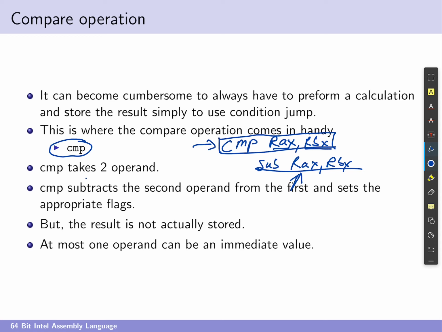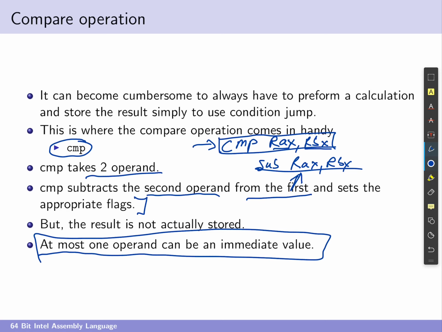setting flags. And it's actually the default way that you'll set flags in a loop and things like that. There are some exceptions where you may not actually need to use the compare, but by and large, that's the predominant way in which you'll actually control the flags before you perform a conditional jump. So compare takes two operands, just like subtract, and the idea is it subtracts the second operand from the first and sets the appropriate flags, but no result is stored. The one thing is that at most one operand can be an immediate value, so it's just a limitation to keep in mind with compare.